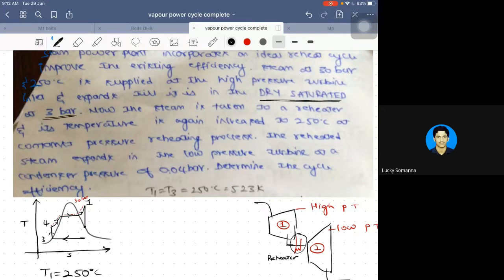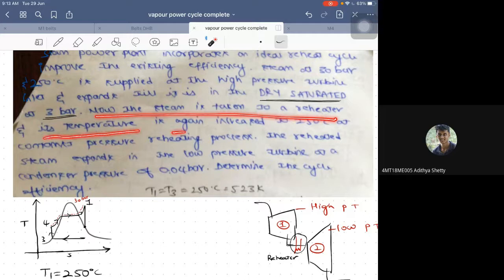3 bar. Is that clear? Yes, sir. Very good. Now, what happens next? Temperature will increase. Yes, the steam is taken to a reheater and its temperature is again increased to 250 degrees centigrade. So now reheating happens, reheating in the sense superheating.